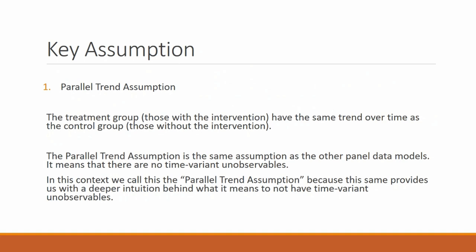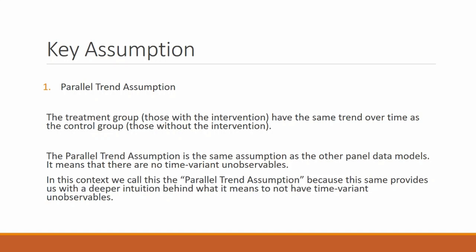Now, with difference in differences, there is one key assumption, one main assumption. It's called the parallel trend assumption. All right, I'm going to spend a bunch of time talking about what this means, but we'll begin here. Okay, so parallel trend assumption. What this assumption says is that the treatment group, the people with the intervention, has the same trend over time as the control group. All right, those without the intervention. They have the same trend over time. They're changing over time in the same way.